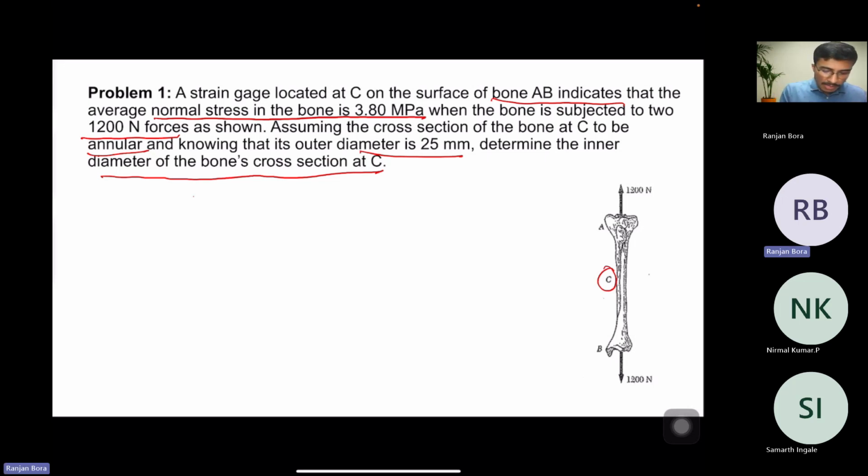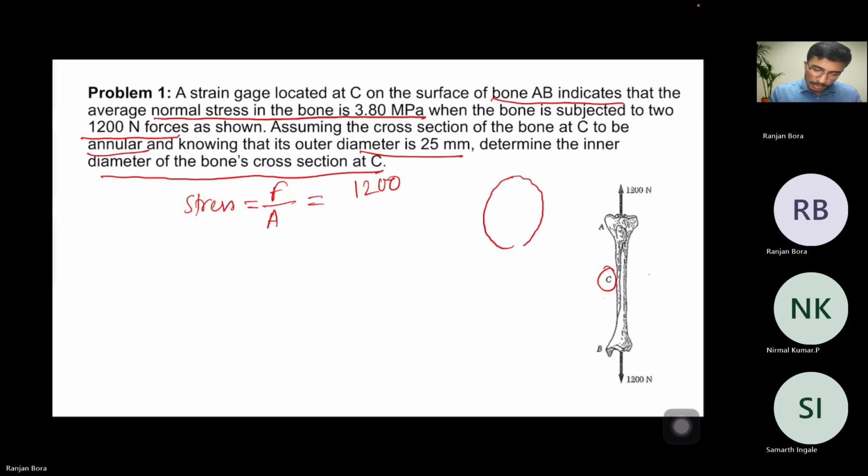So the formula for stress is force divided by area. Here the force is given, 1200 Newton. And what is the type of the cross section? The type of the cross section is annular. That means, this is the bone.